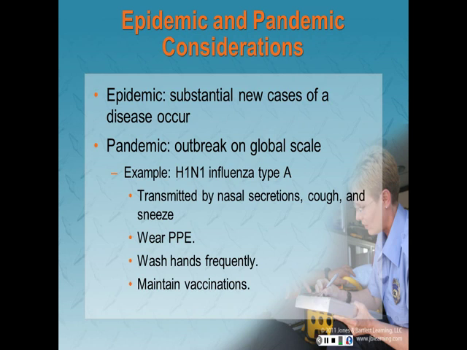Epidemic and pandemic considerations. An epidemic is defined as a substantial new case of a disease occurring. A pandemic is an outbreak on a global scale. Pandemic examples are H1N1 influenza A. It's an infection that's transmitted by direct contact with nasal secretions and aerosolized droplets from coughing and sneezing by infected patients. You should be compliant in wearing your PPE, wash your hands frequently, and maintain your vaccines.